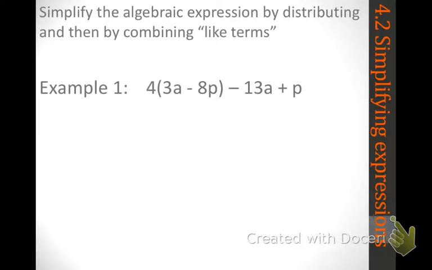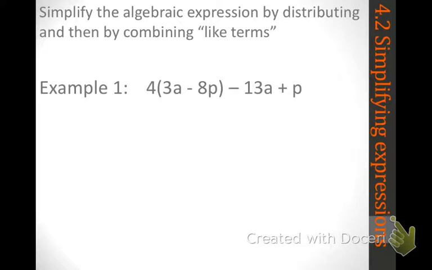Now here we're going to do the same thing, but there are 2 steps. We're going to simplify the algebraic expression by distributing and then combining like terms. Distributing is a way to multiply algebraic expressions together. So we have to multiply before we can combine like terms, add or subtract.